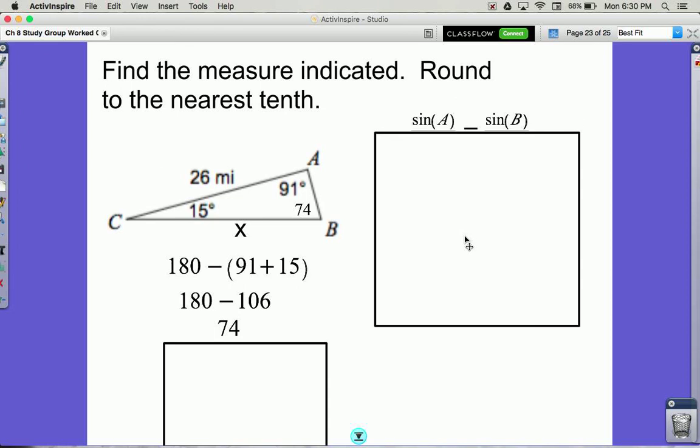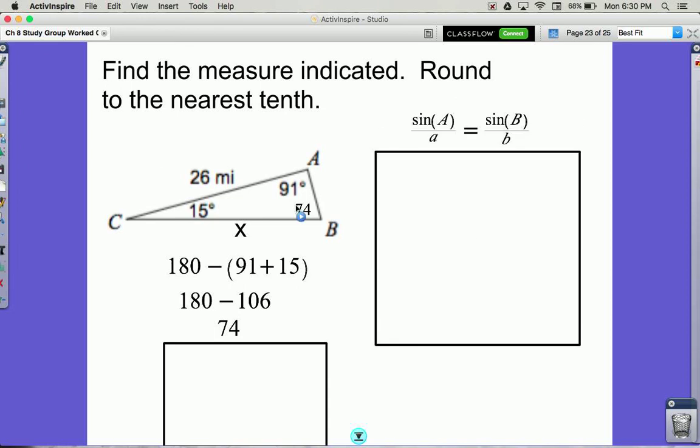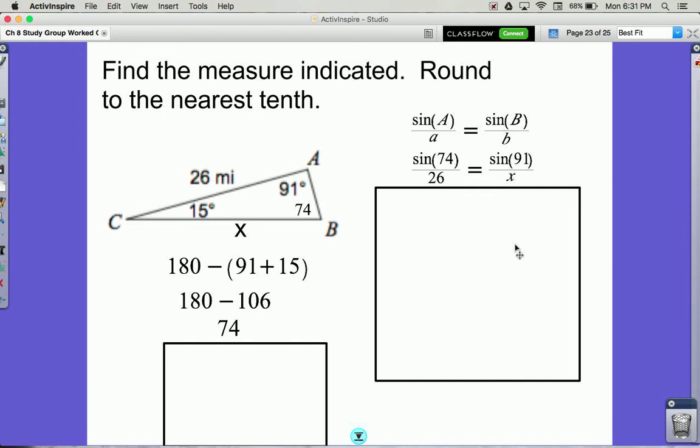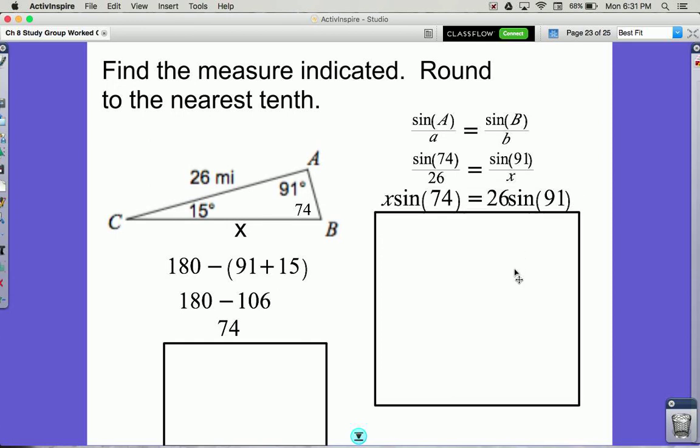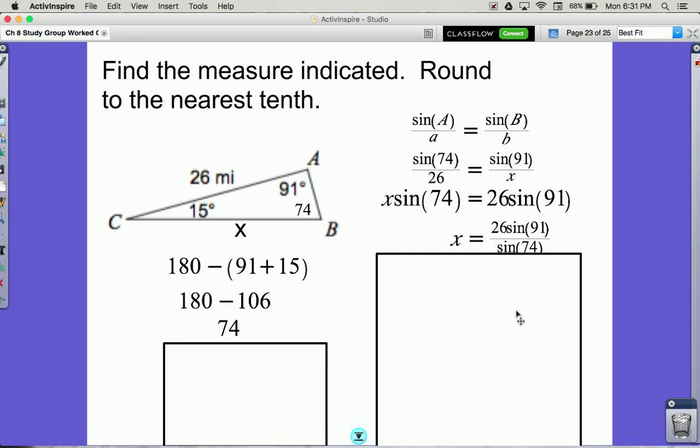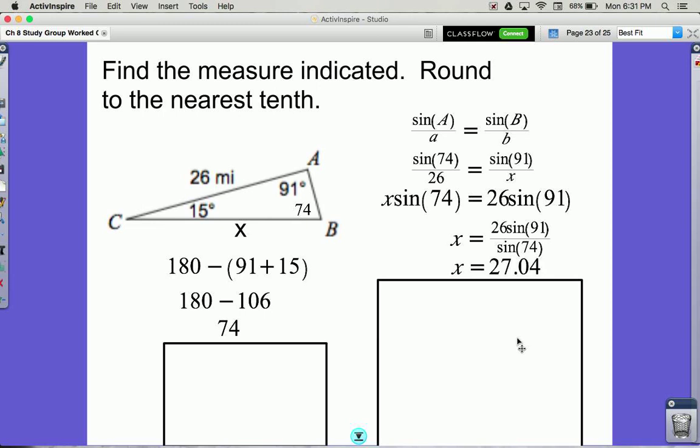Now, law of sines says the sine of A over lowercase a, A being your angle measure here and lowercase a being the side opposite it, equals the sine of B over lowercase b. So the sine of 74 over 26 equals the sine of 91 over x. I cross multiply, I get x sine of 74 equals 26 sine of 91. If I divide by the sine of 74, I get that x equals 26 sine of 91 divided by the sine of 74. So x equals 27.04.